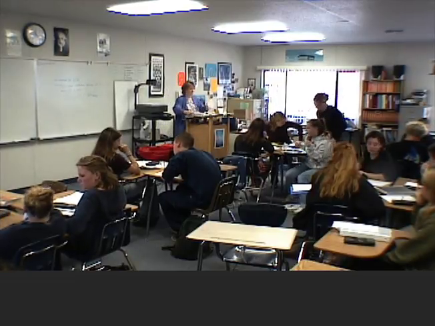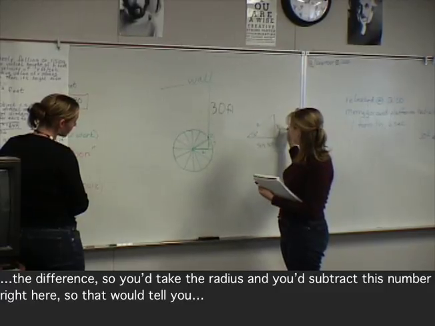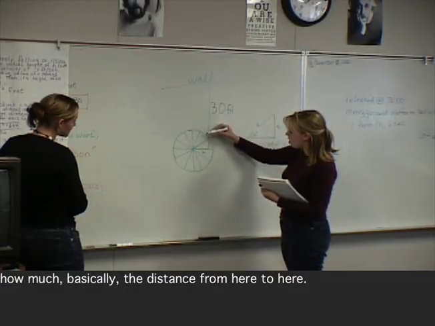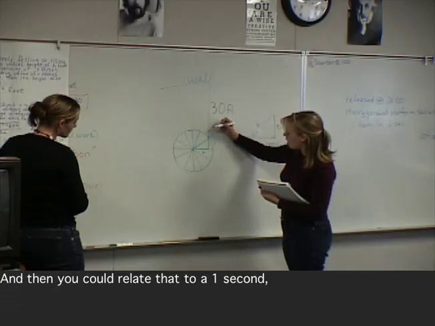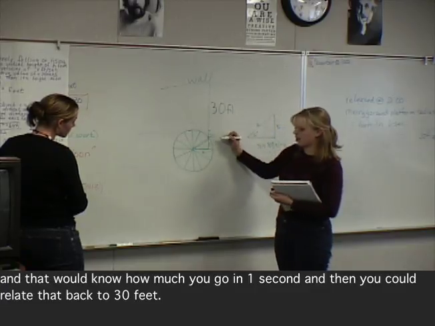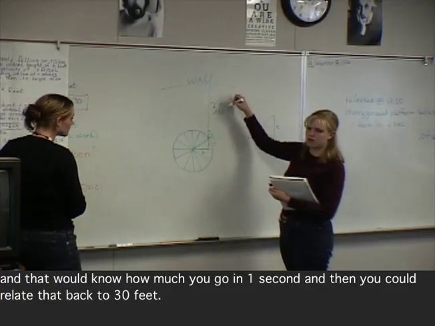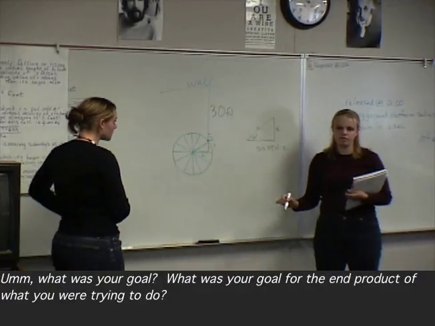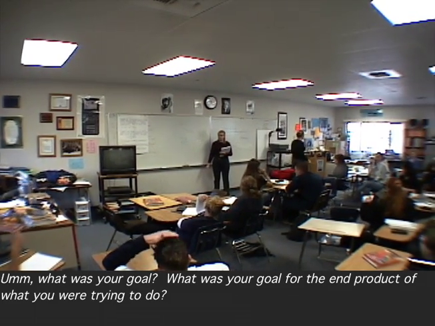So you take the radius and you subtract this number right here, so that would tell you basically the distance from here to here, and then you could relate that to 1 second, and that would tell you how much you go in 1 second, and then you could relate that back to 30 feet. What was your goal for the end product of what you were trying to do?